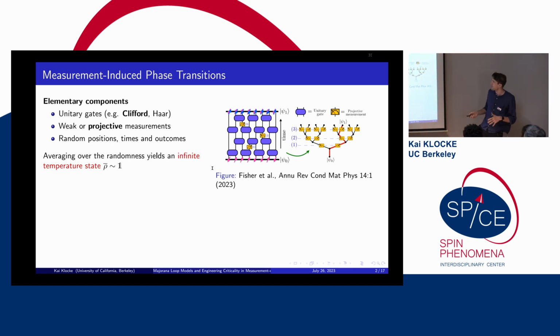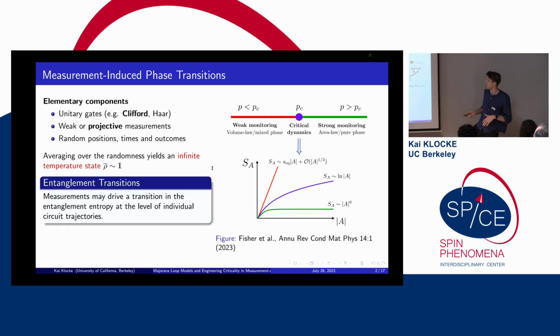And this is the central idea in this measurement-induced phase transition, that measurements can drive a transition, not necessarily at the ensemble level, but in the entanglement entropy at the level of individual circuit trajectories. So this is something highly nonlinear in the state, and admittedly hard to access experimentally.